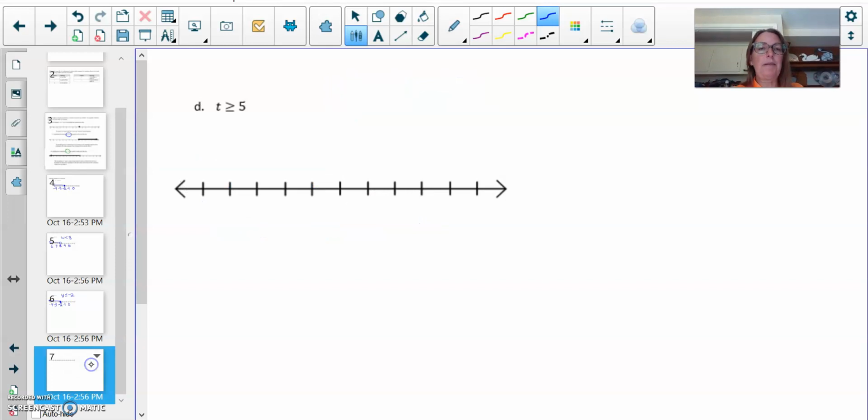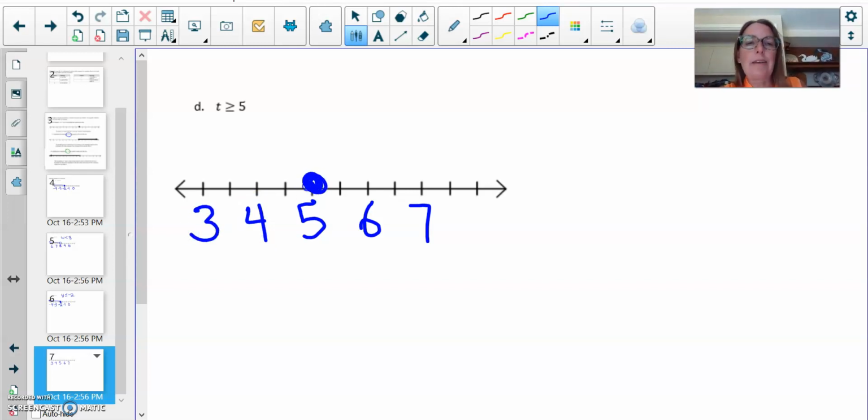Our last example, t is greater than or equal to 5. So I'll put 5 in the center, go 2 values either side of it. There is an equal sign at 5, so I have a solid or closed point at 5, and I shade towards the right.